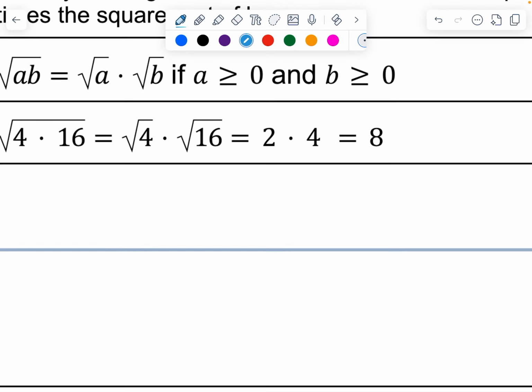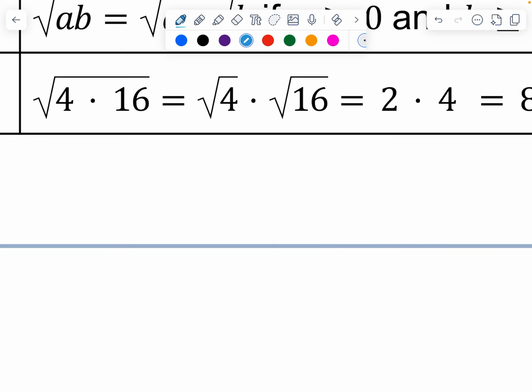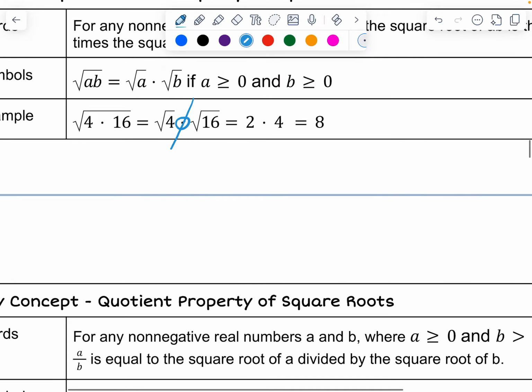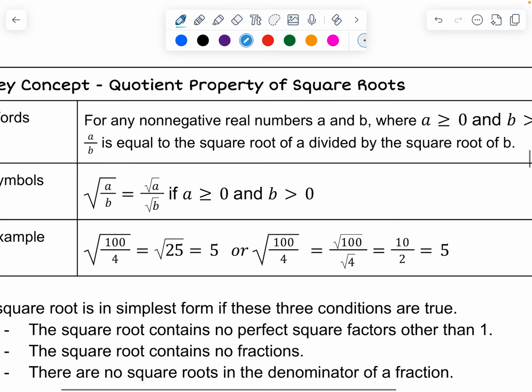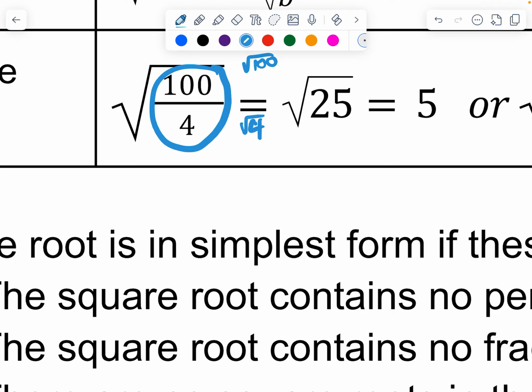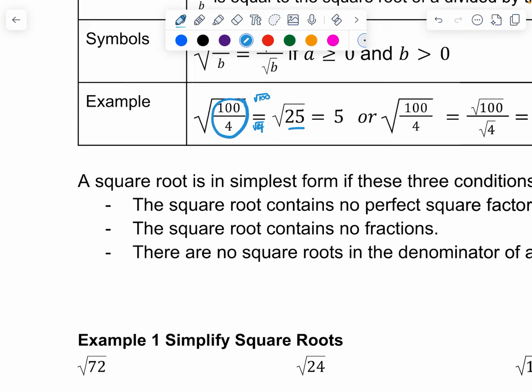So basically, if I told you to take the square root of this, you can split it into 2 because there's multiplication going on, and take the square root of each part. Same thing if you have division. I can take the square root of the top part and the square root of the bottom part, but I could also simplify the fraction first. 100 divided by 4 is 25. So you can do that either way.